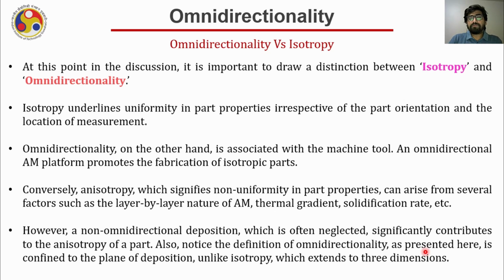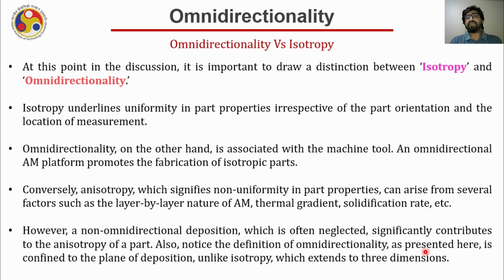Conversely, anisotropy, which signifies the non-uniformity in the part properties, can arise from several other factors also, not only from the additive manufacturing setup. It comes from the inherent nature of fabricating the part in a layer by layer manner, and it also comes due to the thermal gradient. Sometimes it comes due to the solidification rate. There are many factors which make the part anisotropic. But a machine tool which is not omnidirectional can be one of the major factors to produce anisotropic parts. However, like I already mentioned, a non-omnidirectional deposition, which is often neglected, significantly contributes to the anisotropy of a part.